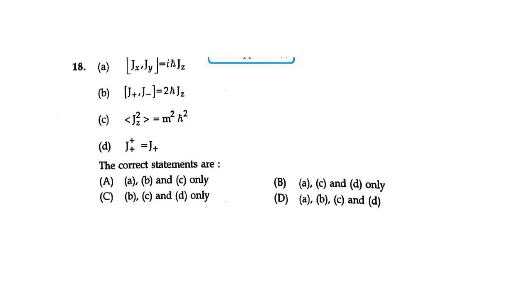From the above discussion, the first option is right, the second one, the commutation, is also right, the third one, the average value, is right, and the fourth one is the wrong option they have given. So the correct statements are A, B, C only. So option A is the right answer. You have to choose this one.